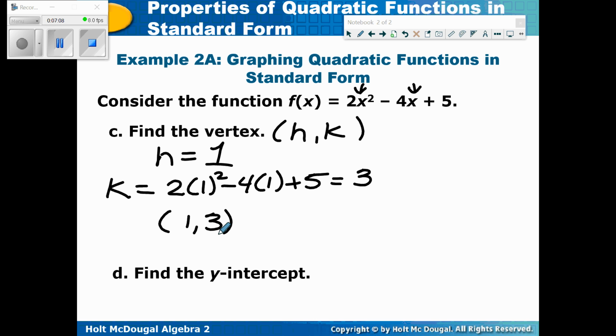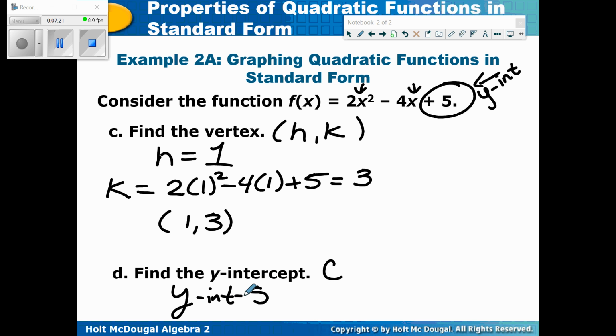And finally, the y-intercept is your C. So your C is always your y-intercept. So your y-intercept for this problem is 5.